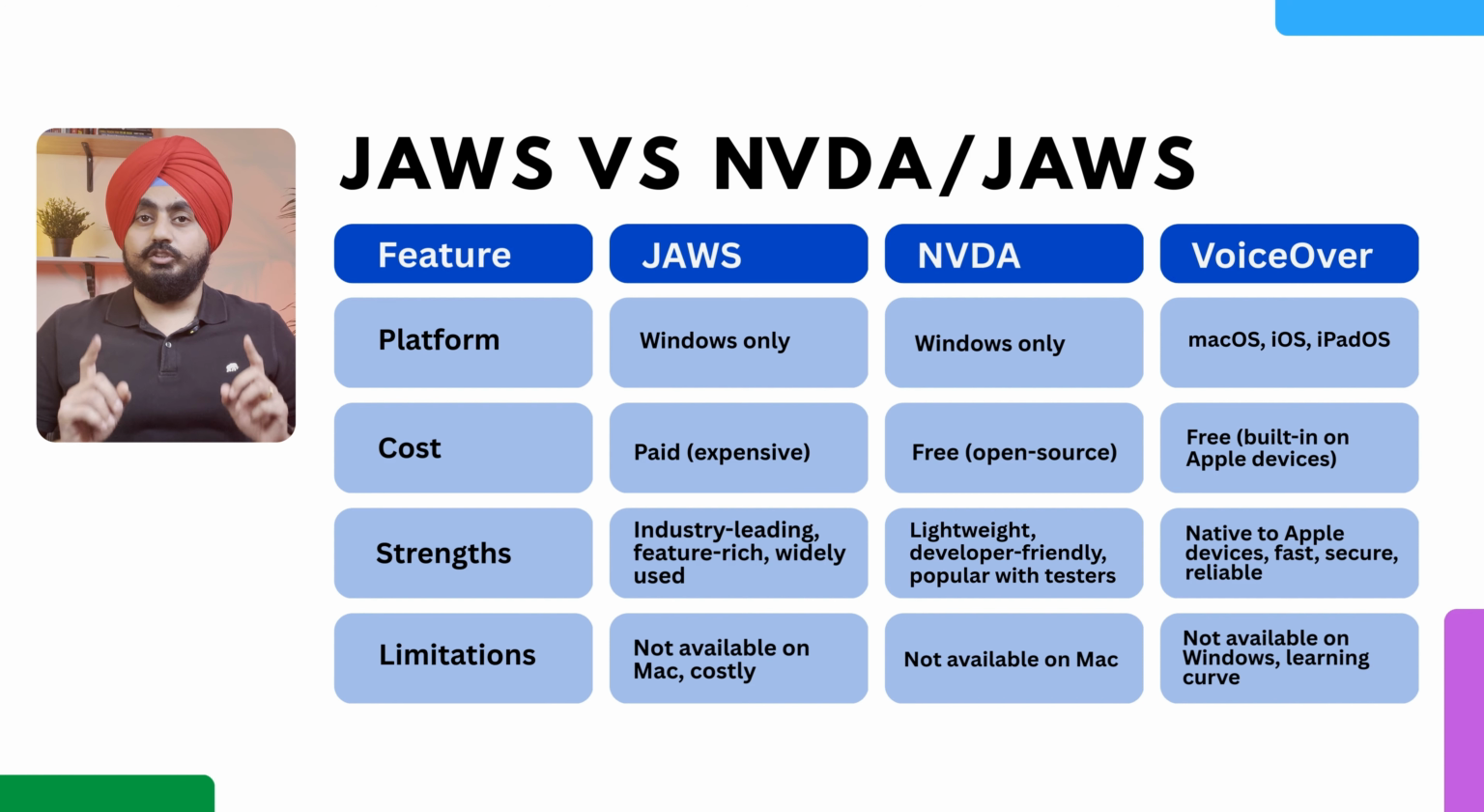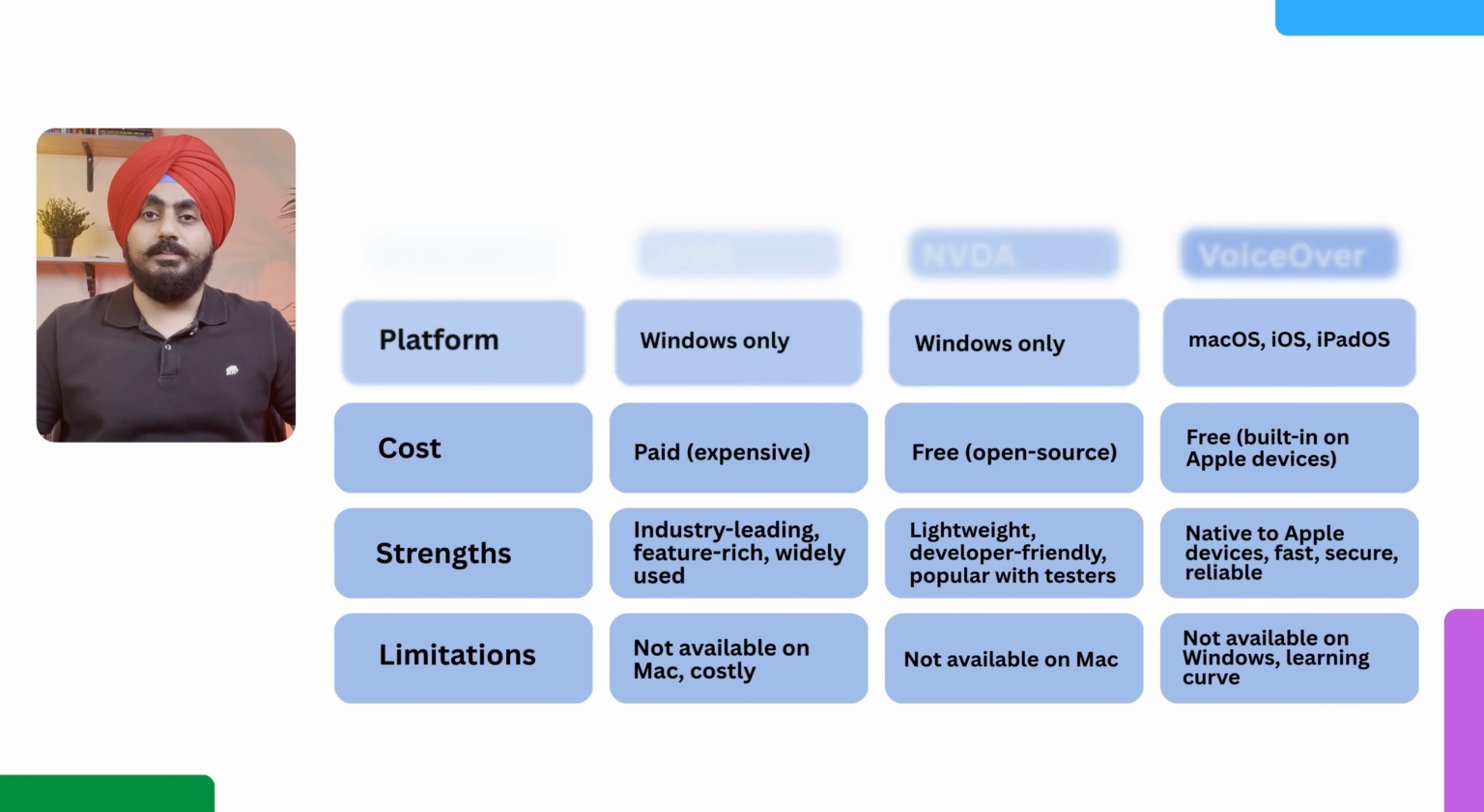Key note, JAWS and NVDA cannot be used on Mac machines. So you have to use VoiceOver to verify your accessibility on Mac machines. Failing to test for Mac means you are leaving millions of iPhone and Mac users behind.